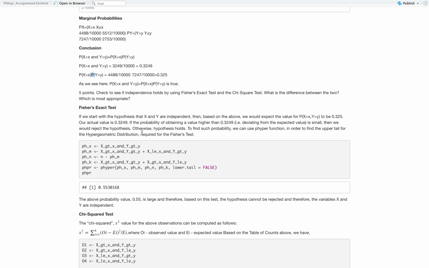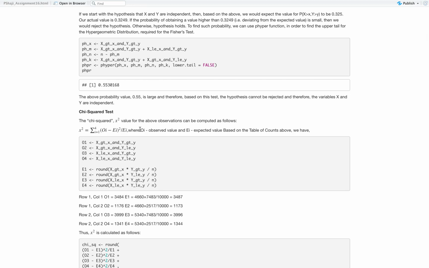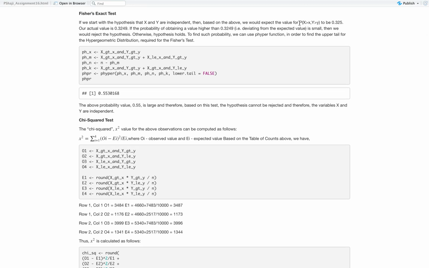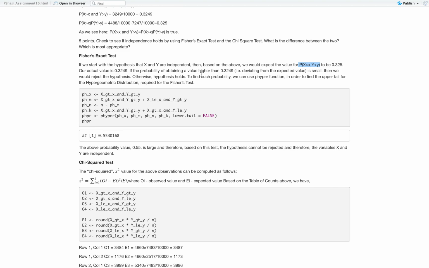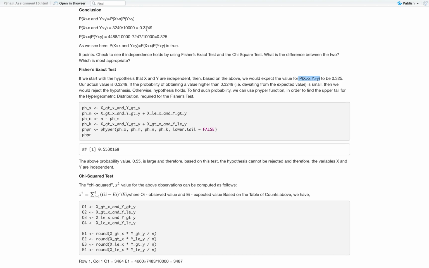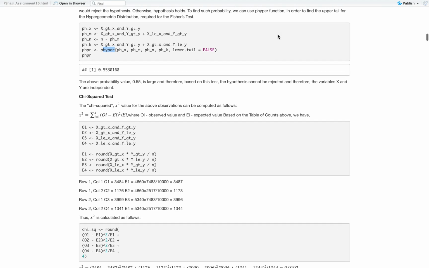If we start with the hypothesis that X and Y are independent, then based on the above, we would expect this expression to be 0.325, but our actual value is 0.3249. If the probability of obtaining a value deviating from the expected value like 0.3249 is small enough, then we would reject the hypothesis. Otherwise, the hypothesis holds true. Therefore, to find such probability, we use the phyper function in order to find the upper tail for the hypergeometric distribution required for Fisher's test.